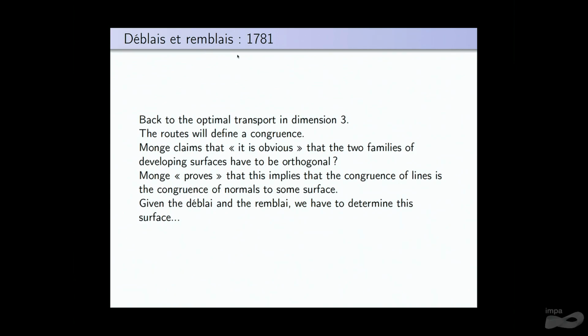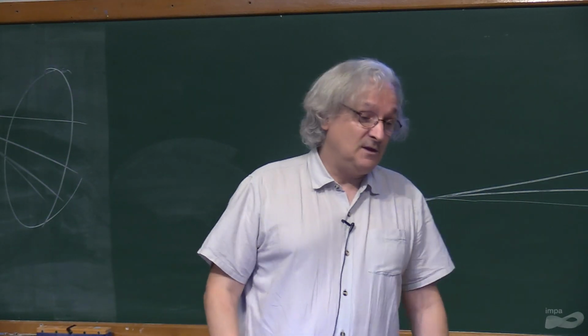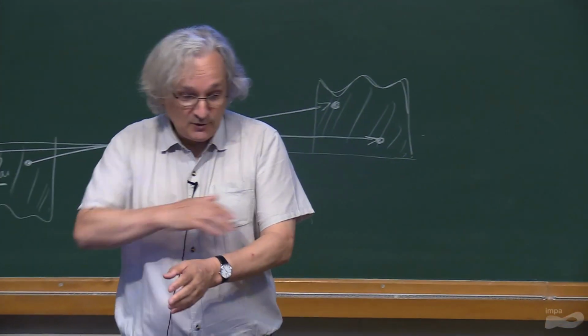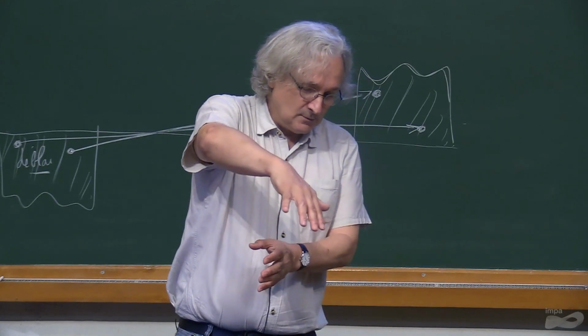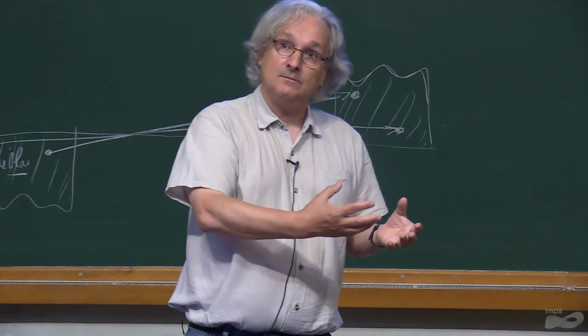You had to wait for Dupin to get a reasonable proof. Anyway, so the theorem of Monge is that if you want to transport some 3-dimensional object to some other 3-dimensional object, you should find a surface in between the 2 objects such that the roots are the perpendicular to that surface. Now, if I give you one object and some other object, you look for a surface in the middle whose perpendicular would help transporting one to the other.